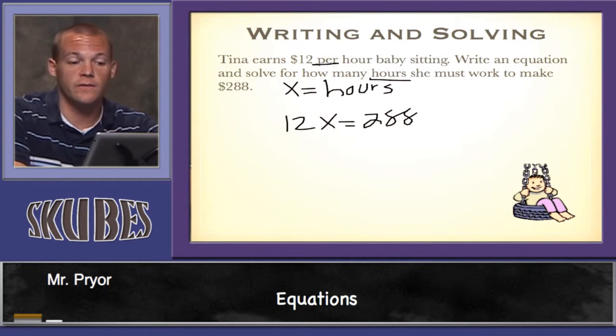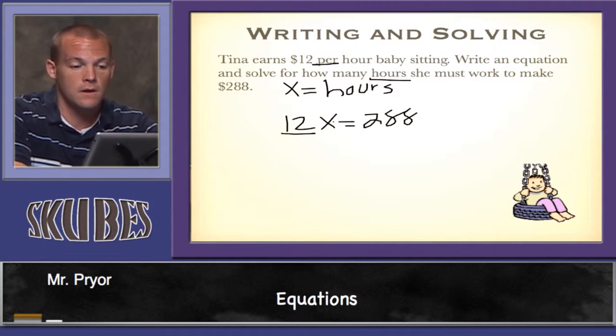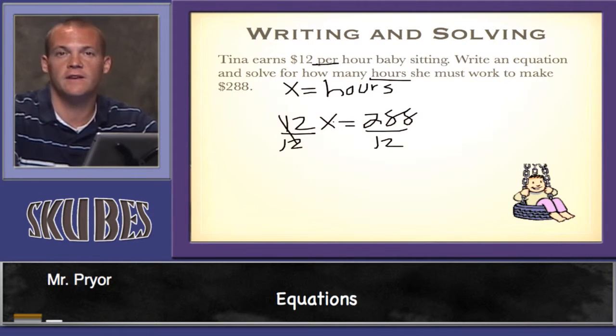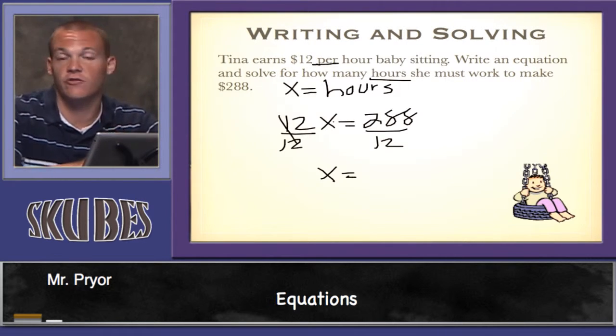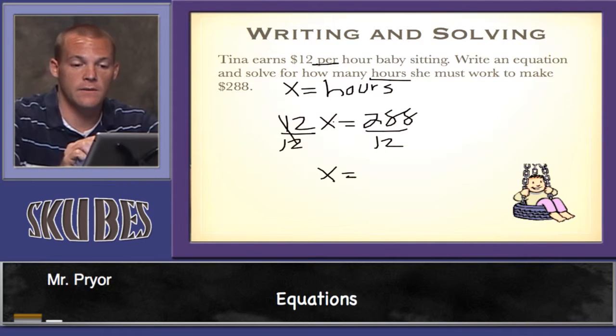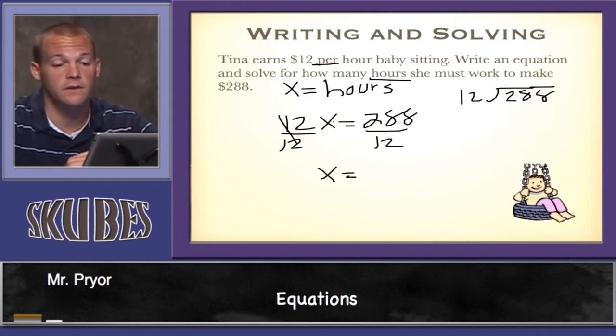Now again, we have to use inverse operations here. We have multiplication in 12 times x, and the inverse of that is division. So we're going to divide both sides by 12, which makes 12 divided by 12 become 1. And 1 times x leaves us with simply x on the left side of our equation, which is what we want. So now we need to go off to the side and do a little scratch work to figure out what 288 divided by 12 is.